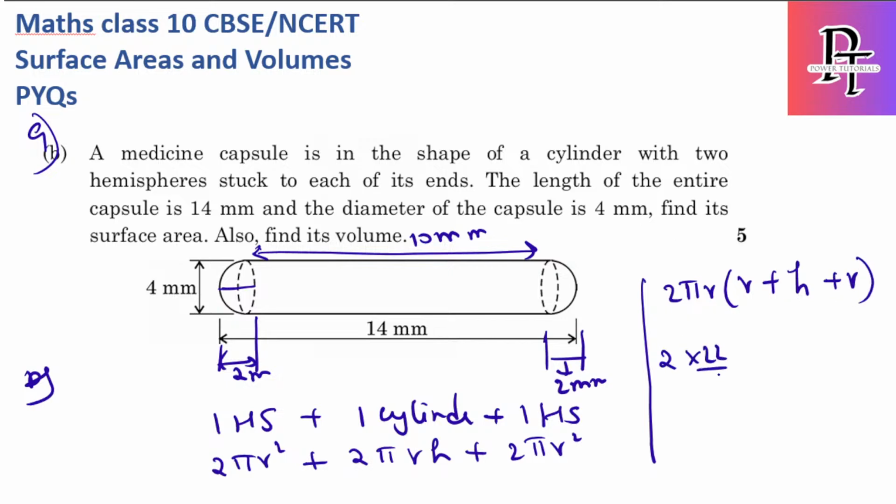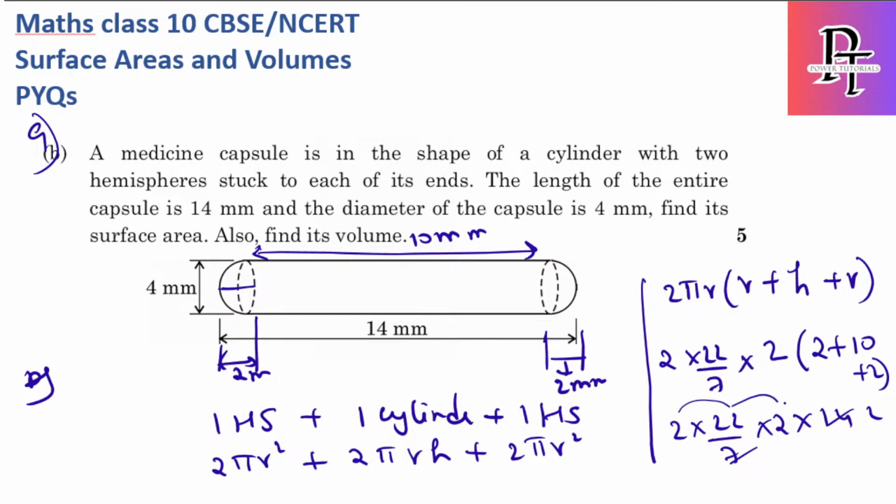2 into 22 by 7 into radius is 2 mm, because diameter is 4, so radius is 2 into 2 plus height, we got how much? 10. Make sure to write the height as 10, not 14, because we need to subtract this part and this part, and again radius is 2. So 2 into 22 by 7 into 2 plus 2 plus 10 is 14. So easy calculation, 7 1 7 2s, 22 2s 44, 44 2s 88, 88 2s 176 is the total surface area. So it's not centimeter square, it is mm square. Make sure to write the units correctly.